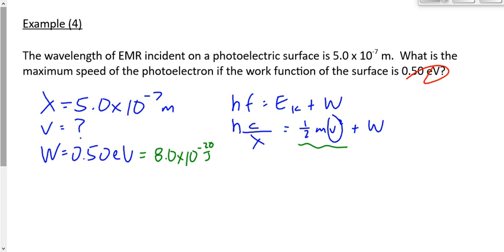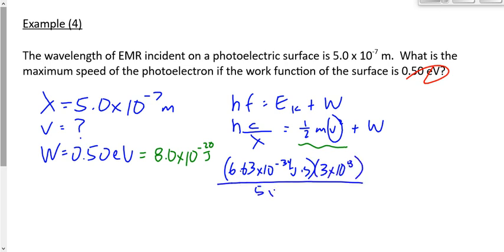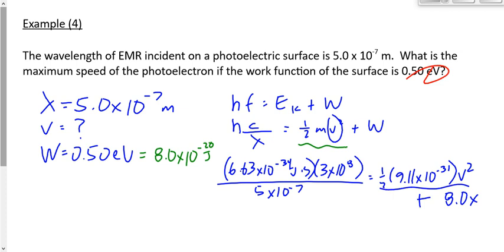So we sub in 6.63 for Planck's constant, that's our joule seconds value, 3 times 10 to the 8 for the speed of light, wavelength is 5 times 10 to the minus 7. The mass we use is the mass of an electron because that's what's ejected. And the work function is now in joules because we introduced 1/2 mv squared into the mix, 8.0 times 10 to the minus 20. We get this number on the left side. It works out to be 3.978 times 10 to the negative 19.